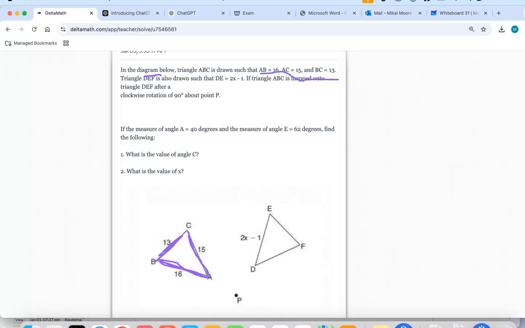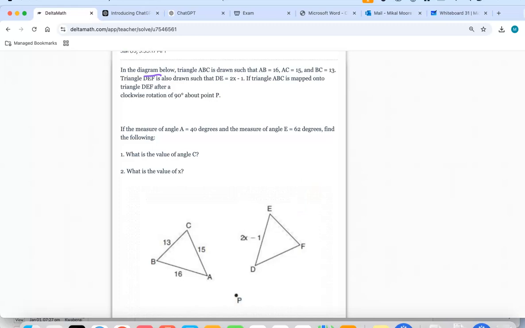All right, so I'm going to erase the markings. Triangle DEF, that's this triangle, is also drawn such that DE, which is this side, is 2x minus 1. We don't know the exact length yet of this side, but we know that it's represented by 2x minus 1, which is an expression.